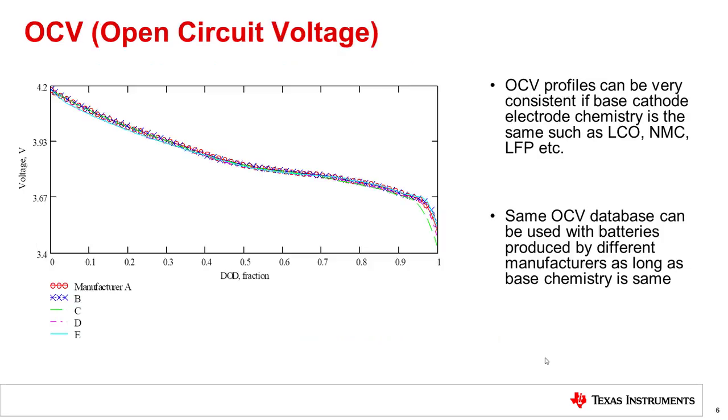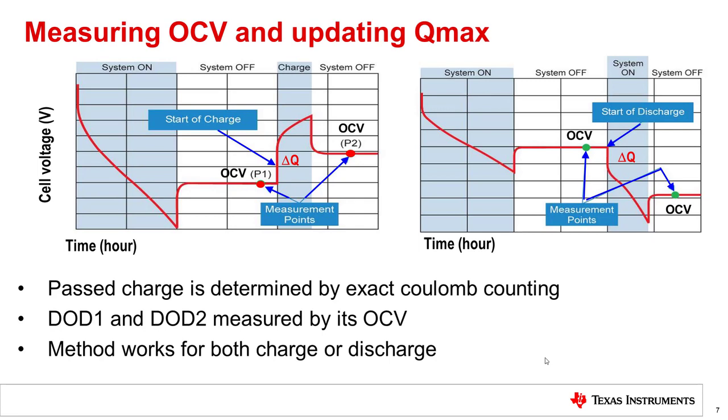The open circuit voltage OCV can be considered as the signature of a battery determined by its cathode chemistry. OCV profiles can be very consistent if the base cathode chemistry is the same, such as lithium cobalt oxide, lithium iron phosphate, etc. OCV of a battery can be measured after the voltage has fully relaxed. Using this OCV value, DOD can be obtained via voltage correlation.